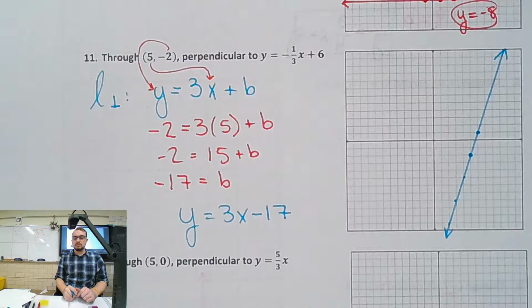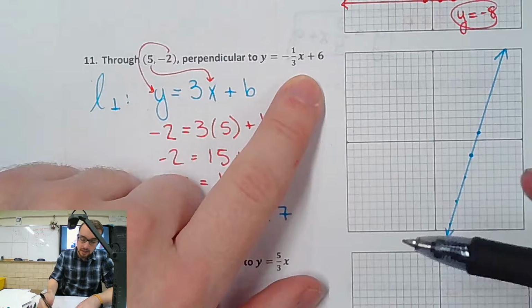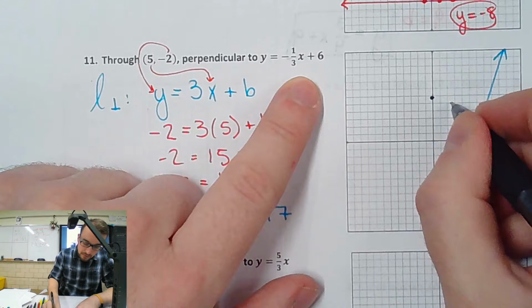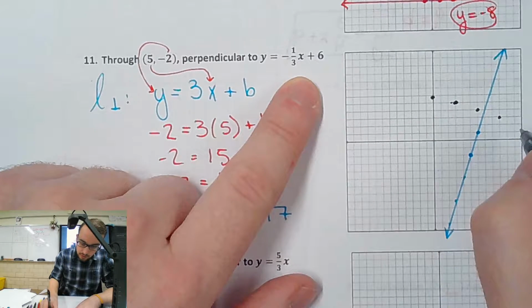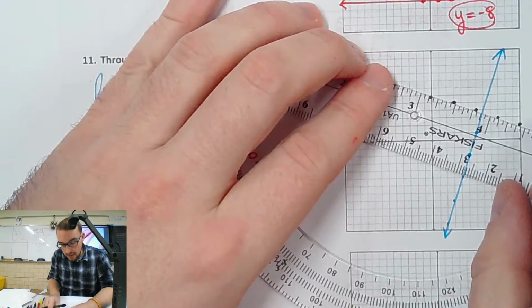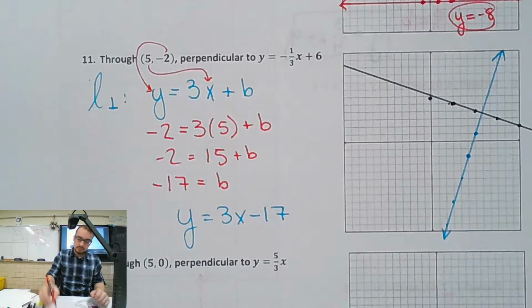But what about the other line? Well, if you wanted to, you could graph the other line. It doesn't say you have to. If you wanted to, you could go up 6, and you could go down 1/3. If I keep doing down 1/3, we'll see that it does hit at 90 degrees, or at least it looks like it does, right? Here we are. So the black line's the original line.